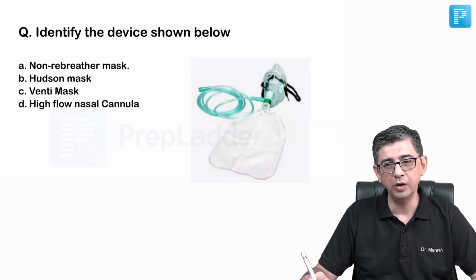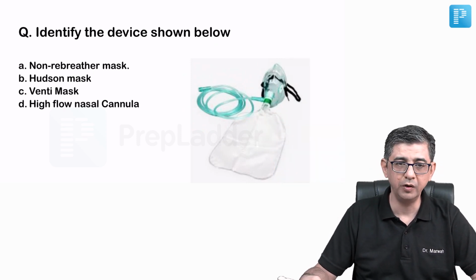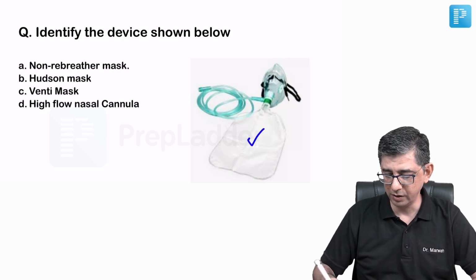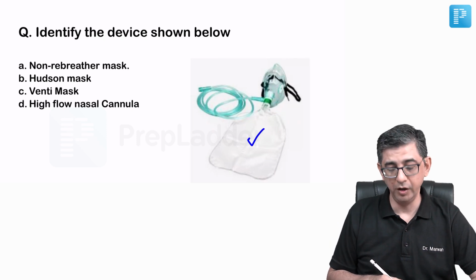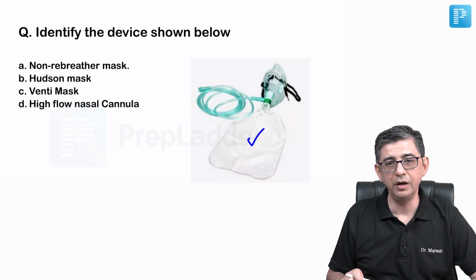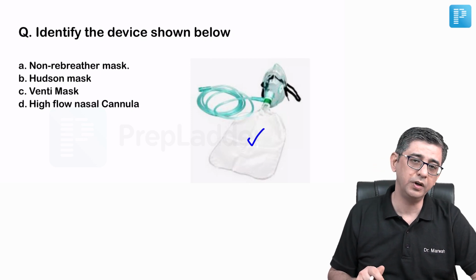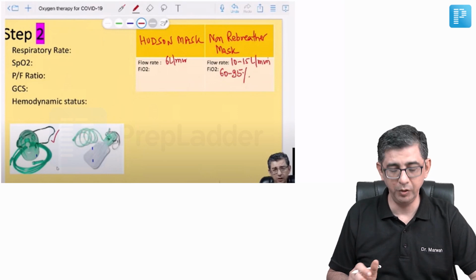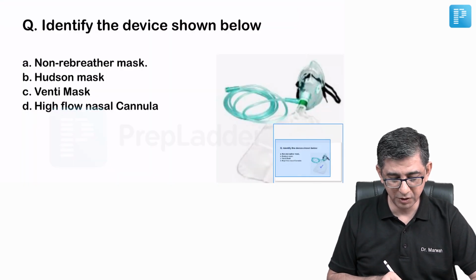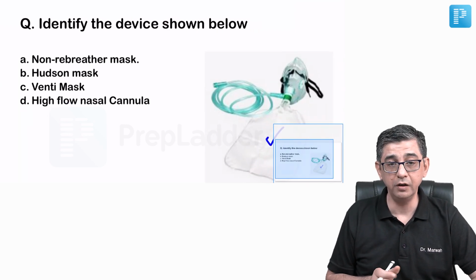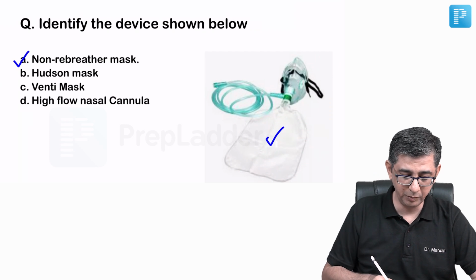Then was a non-rebreather mask, easy to identify. I mean, Hudson mask with an attachment present. We call this a reservoir. This improves the oxygen delivery. You can deliver up to as much as 80-90% oxygen with the help of this. Though obviously high flow nasal cannula will be much more superior as compared to this. But oxygen delivery methods or methodology are to be studied well. The answer to this question is option number A.